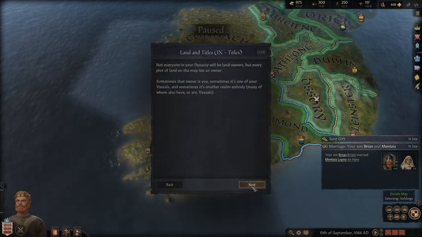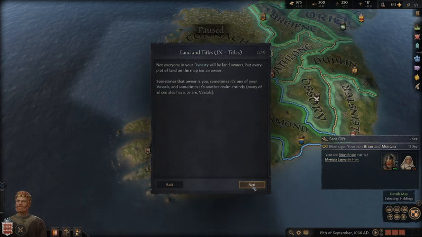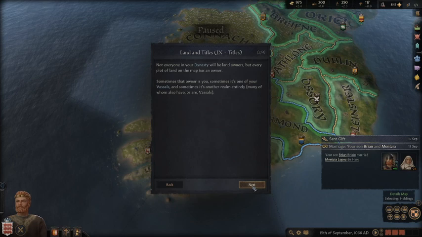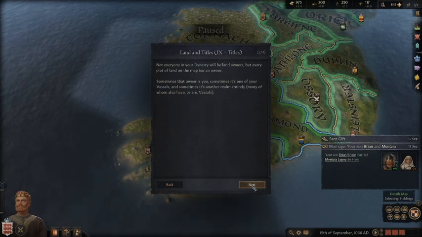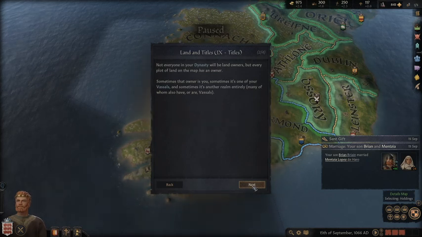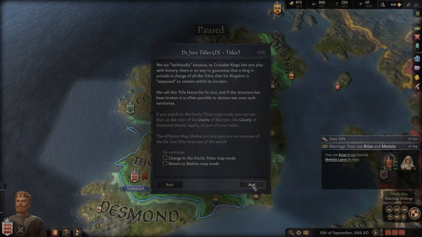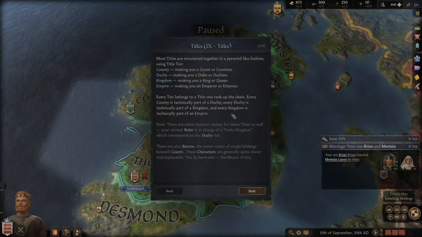Not everyone in your dynasty will be landowners, but every plot of land on the map has an owner. Sometimes that owner is you, sometimes it's one of your vassals, and sometimes it's another realm entirely, many of whom also have or are vassals.